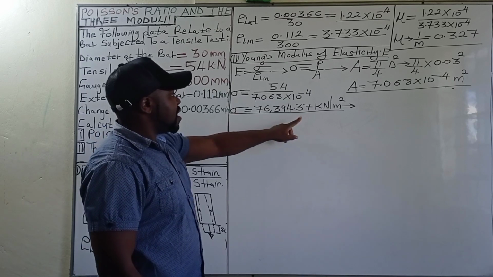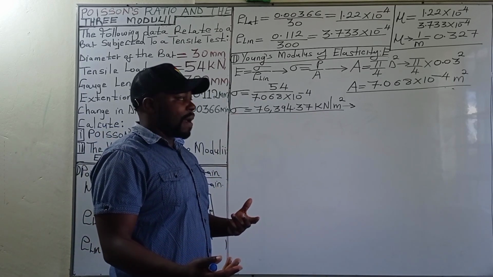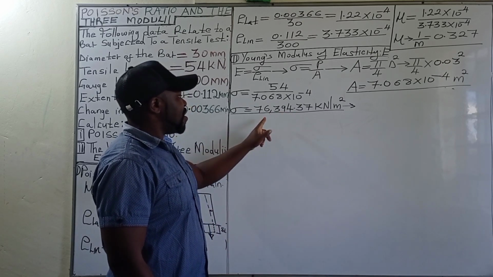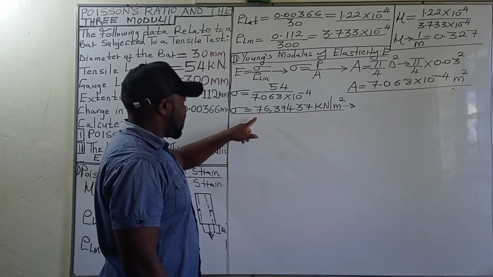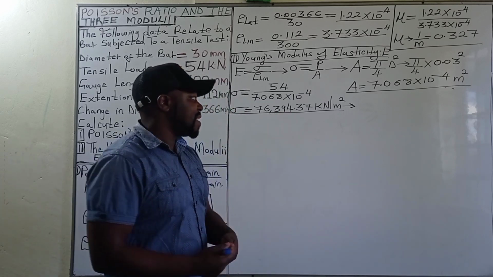This stress is in kilonewtons per square meter, but we can still convert it to meganewtons per square meter by just dividing it by 1,000. So when you divide it by 1,000, we are going to have 76.39 meganewtons per square meter.